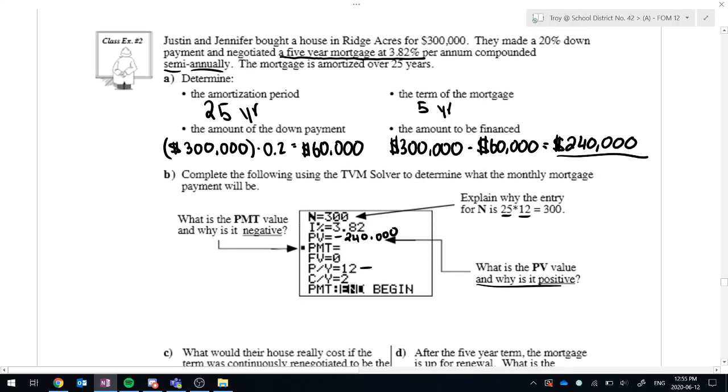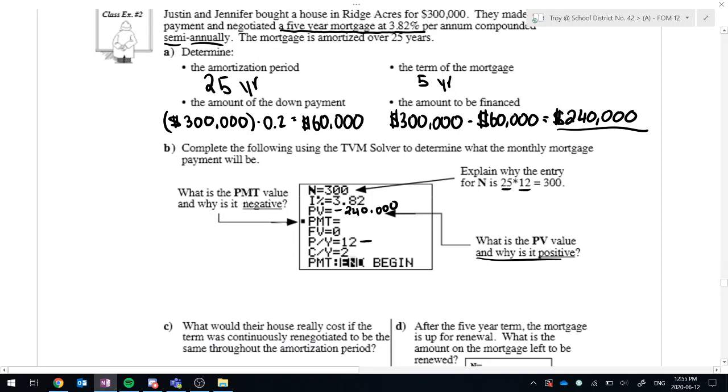Okay. So if we punch that in, we'll get a PMT value of, let's see what I have here. We will get a PMT value that we're being asked to solve for as negative $1,239.14. Okay. And that is the value of the payments they're going to make towards their mortgage. So every month they're going to have to pay $1,239.14, and it is negative.